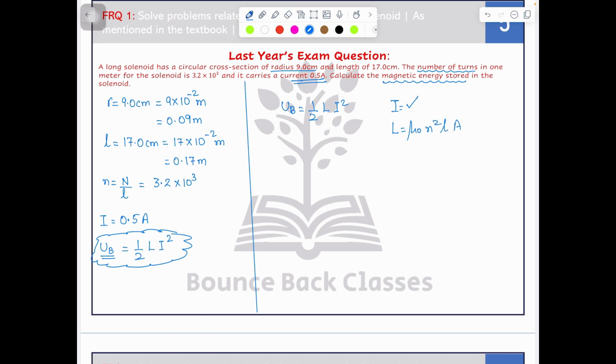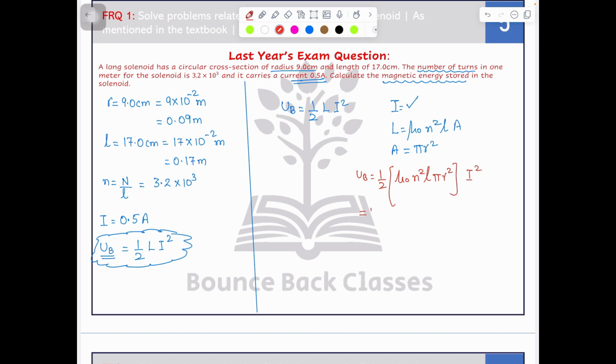This is the formula, yes or no? And what is the area? We know pi r square. So all values are given, place them. Okay, use a different color. So UB is equal to, okay, I'll write somewhere else. Okay, here I will solve. So UB, place the value, half. Okay, L is your mu naught N square L times pi r square. Yes or no? I square.